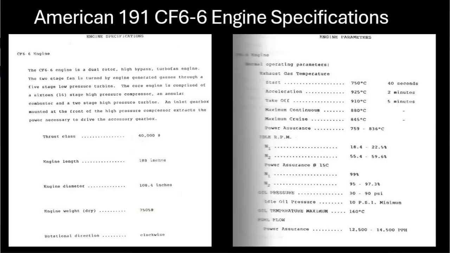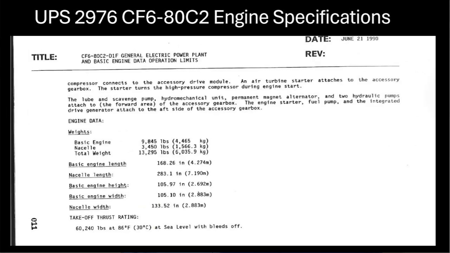Now, the CF6-6D engine is 188 inches long. It's 108.4 inches wide. It weighs 7,505 pounds and produces 40,000 pounds of thrust. The CF6-80C2 engine is 168.26 inches long. It's 105.1 inches wide. It weighs 9,845 pounds and produces 60,240 pounds of thrust. These differences in length, weight, and thrust capabilities dictate the two engines have different designs for pylons and engine mounts. They are not similar.